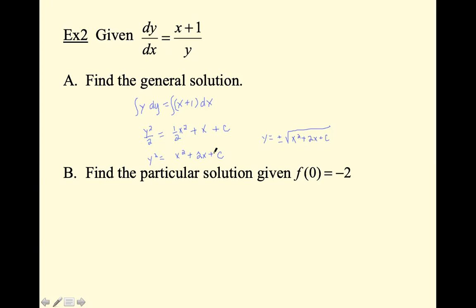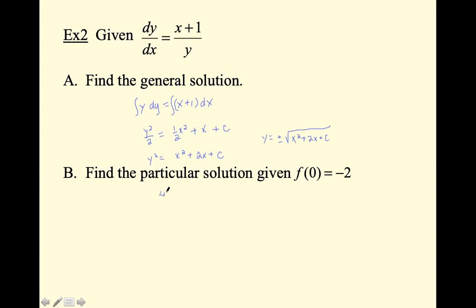I like to plug them in before this very last step. I might even plug in my initial condition here. I kind of do it before things get too simplified. Sometimes it's easier to find your c in that case. So I think I'll just plug it in right here at this level. So I'm going to put -2 in for y.